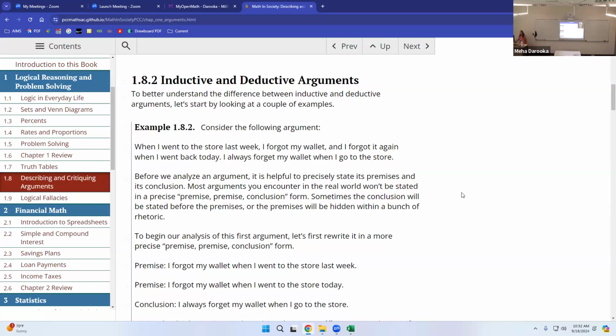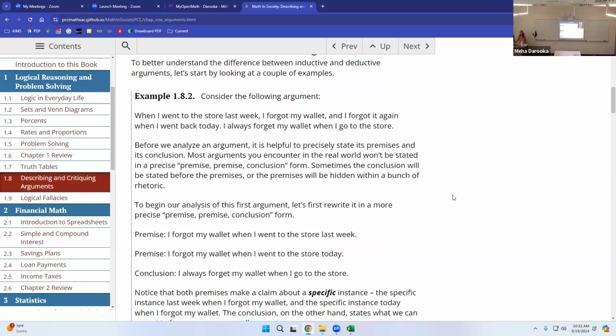So we're basically saying this person is talking about how they always forget their wallet when they go to the store, right? Because they said, I went last week, forgot my wallet. I went today, forgot my wallet. So based on that, the conclusion is, I always forget my wallet when I go to the store. Alrighty. So in this case, we're saying it is helpful to precisely state its premises and conclusions.